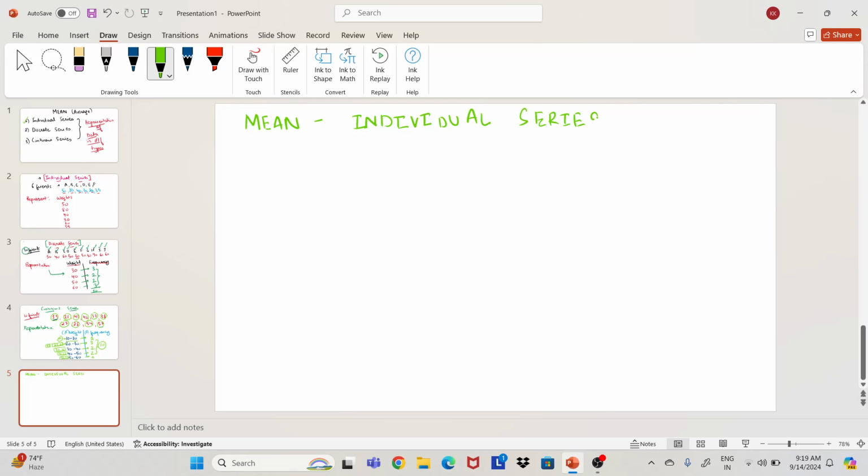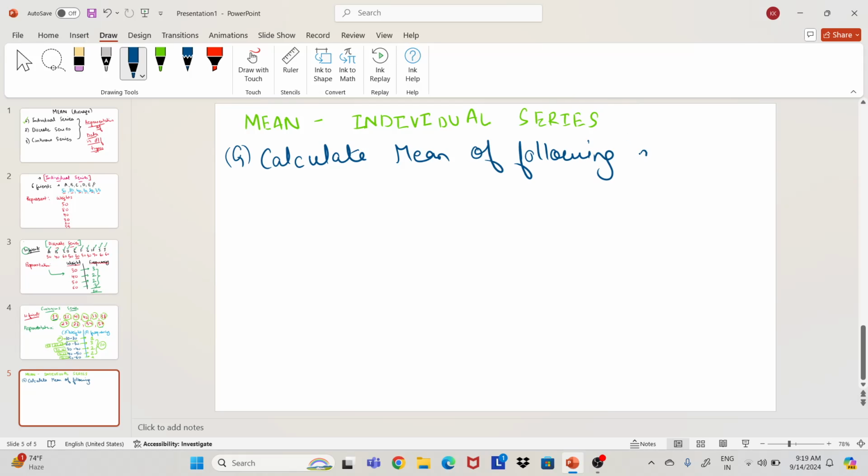In this type of series, first of all, let me write a question. Calculate the mean of the following observations. The observations are given as follows: 10, 20, 25, 35, 40, 45, 50, and 75. So these are the observations, and you need to calculate the mean for these observations.